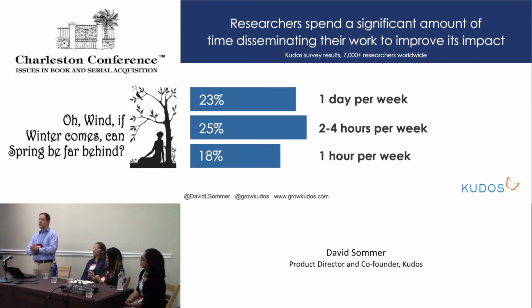We also asked those researchers how much time they're spending disseminating their work. 23% said they spend 1 day a week, every week. So 20% of their time is spent disseminating their research. With a further quarter saying they spend about half a day a week doing that. So that's half of researchers are spending at least half a day a week disseminating their work. That is a significant amount of time.